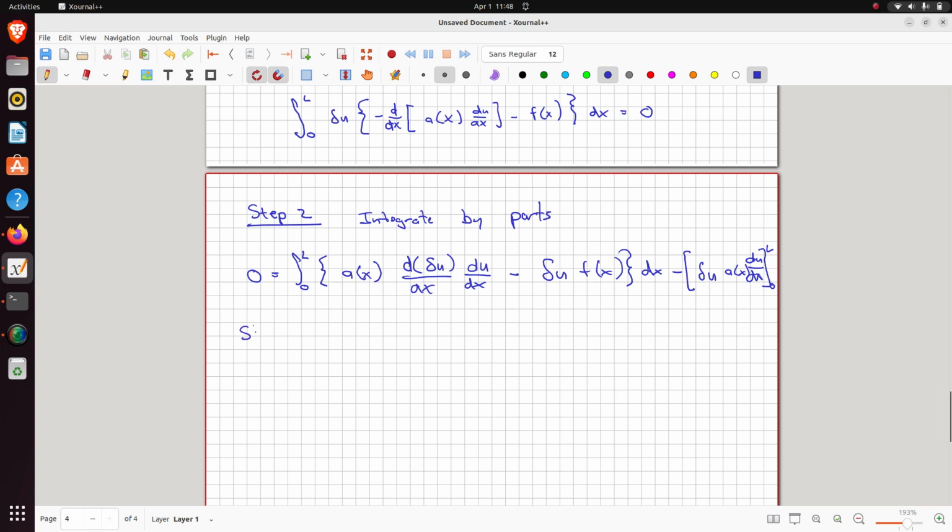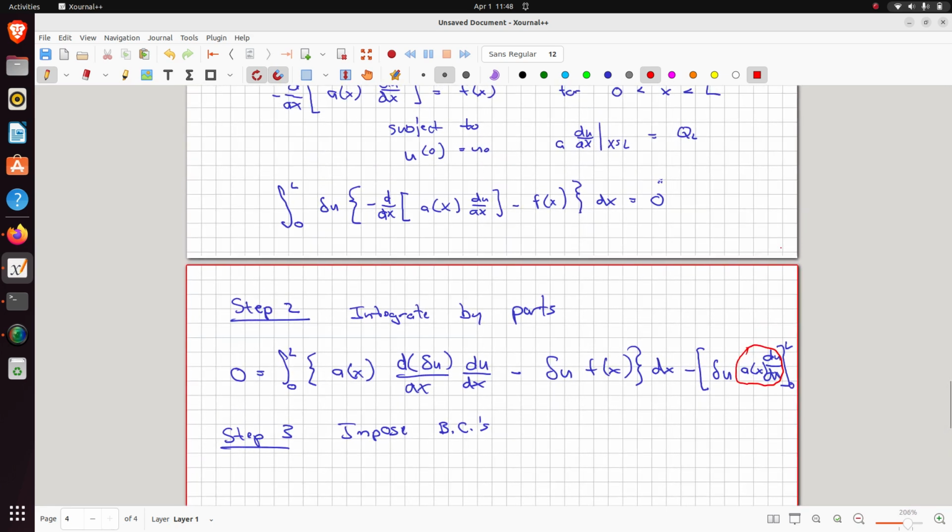Step 3, impose the boundary conditions. So, take a look at this. What is this here? That thing there is equal to that over there, at least at x equal to L. So I can basically plug in, I can take Q of L and put it in right there. Right?